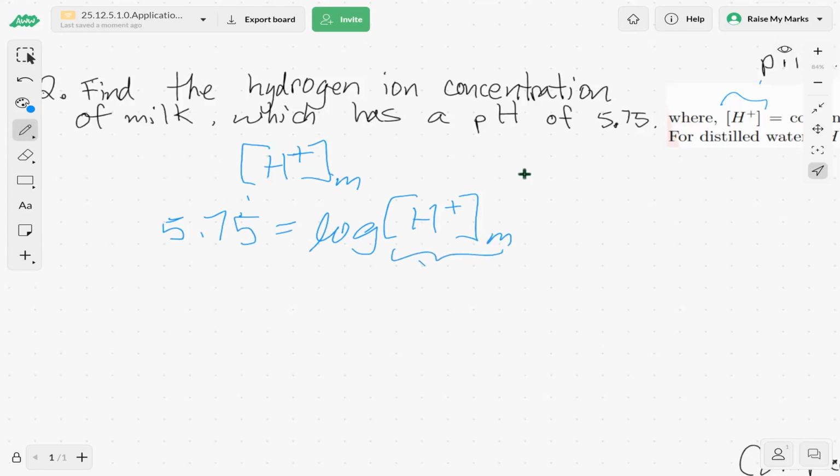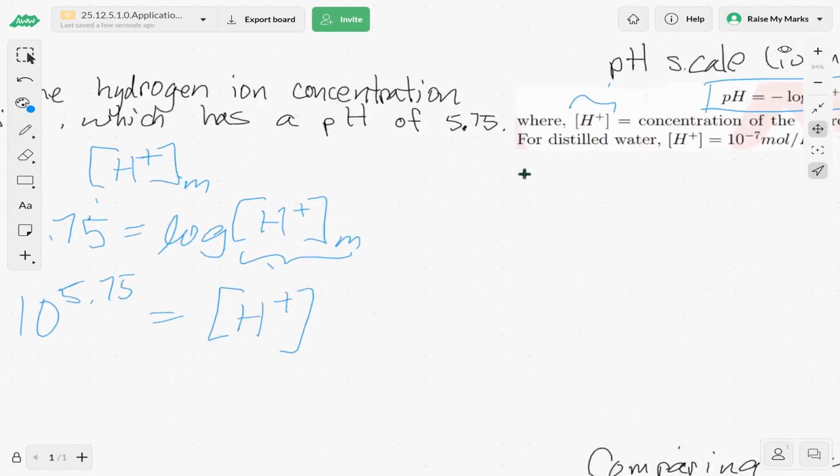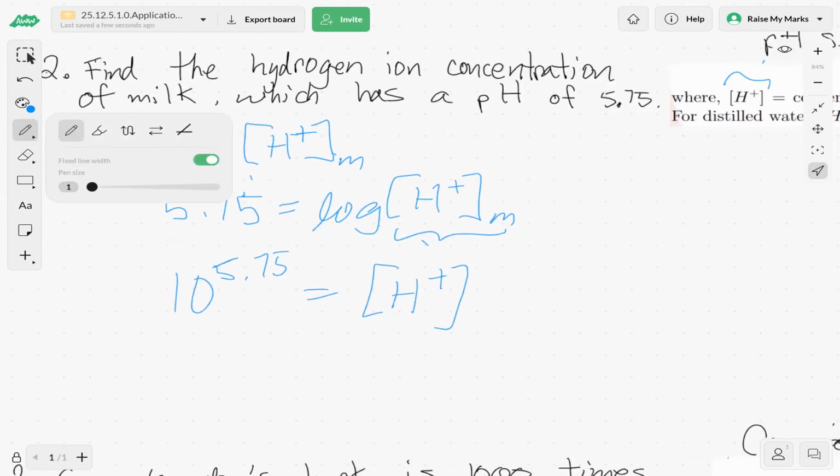So again, we can use the inverse or convert this to an exponential. So our base is 10. We're going to raise 10 to the power 5.75, and that's going to give us our hydrogen ion concentration. Oh, did we forget a negative? Let's have a look. Yes, we did. Always good to check your work. So we got our negative there.